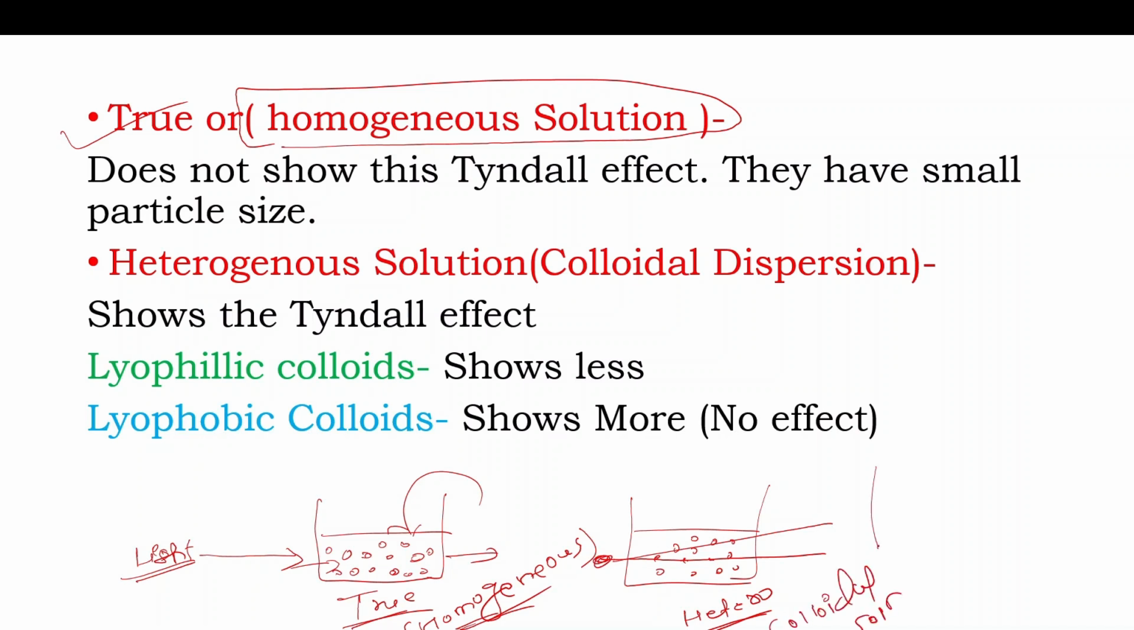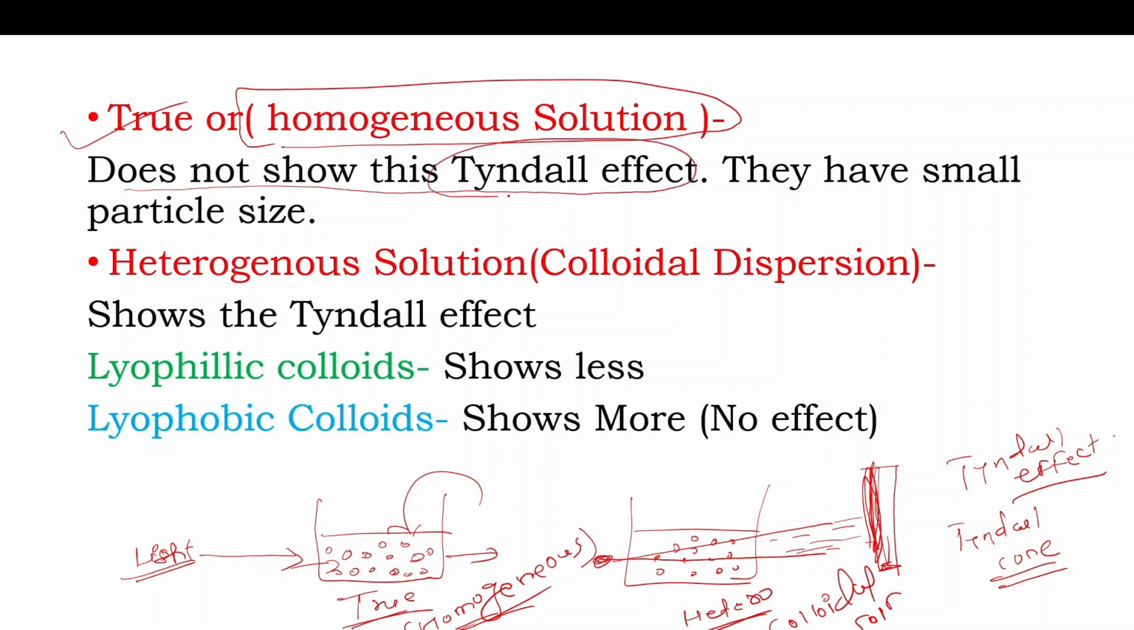Okay, and this can be observed in a dark background. Consider this is the dark background, so this is the path, and the path is also known as the Tyndall cone. The path is known as the Tyndall cone, and the effect is known as the Tyndall effect. Okay, these are the simple properties. So mainly consider these things. A true solution or a homogeneous solution does not show the Tyndall effect, and has a small particle size, and a heterogeneous solution or a colloidal solution shows the Tyndall effect.